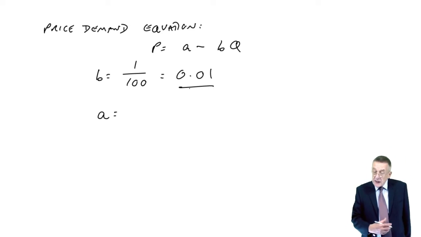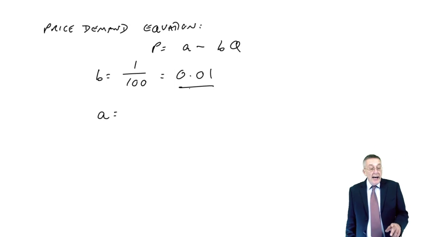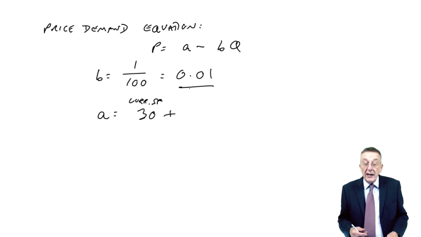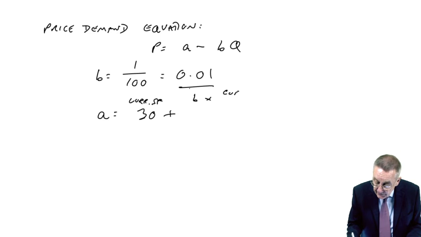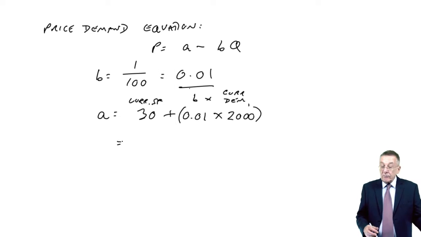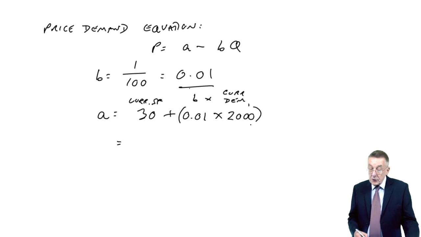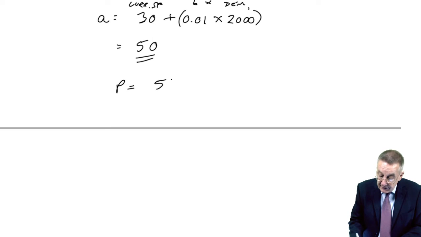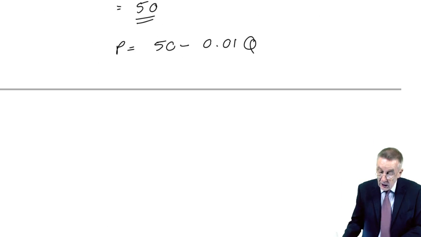A, well, we haven't had time to practice yet, and you must, but it's exactly like before. A, the current selling price is 30. The current selling price. But we want the price at which demand is 0. So how much higher do we need the price to be? It's B times the current demand. So B we've just calculated, 0.01, times what was the current demand? 2,000. Which gives us 0.01 times 2,000 is 20. A, therefore, is 50. And so now we've got the price-demand equation. P equals 50 minus 0.01Q. Great.